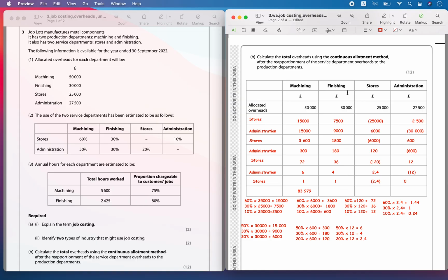83,979. And then you have finishing costs. So let's add up all this. So 30,000 plus 7,500 plus 9,000 plus 1,800 plus 180 plus 36 plus 4 plus 1. So that is 48,521.